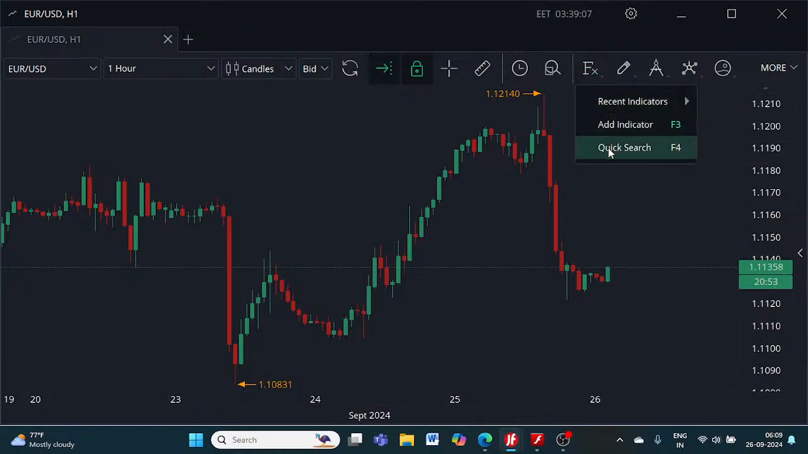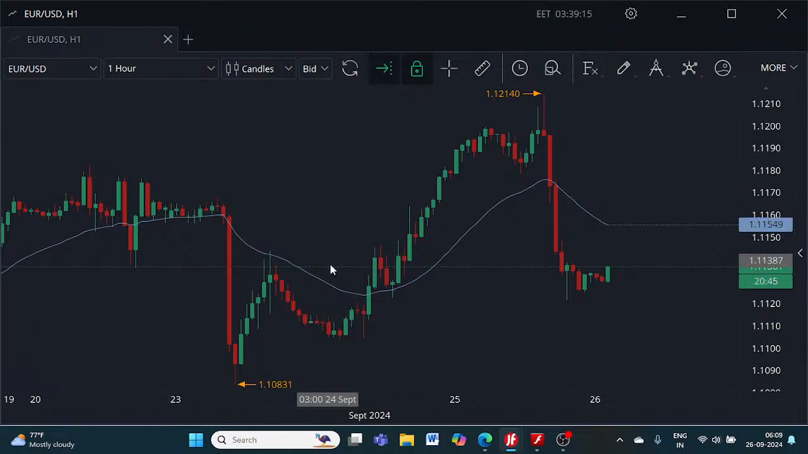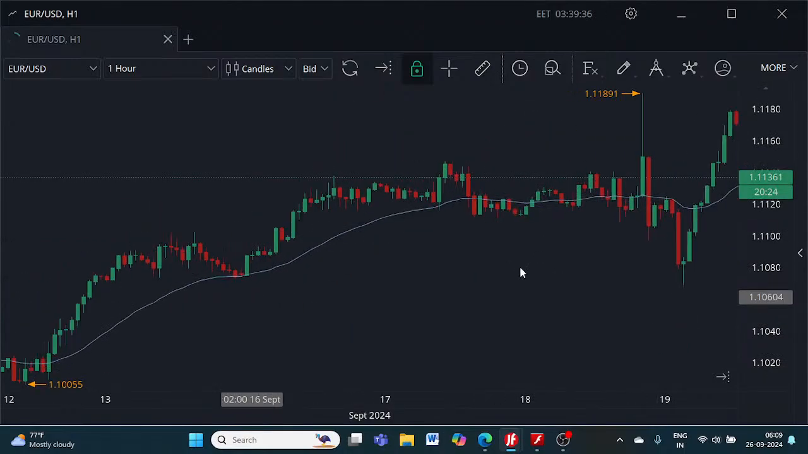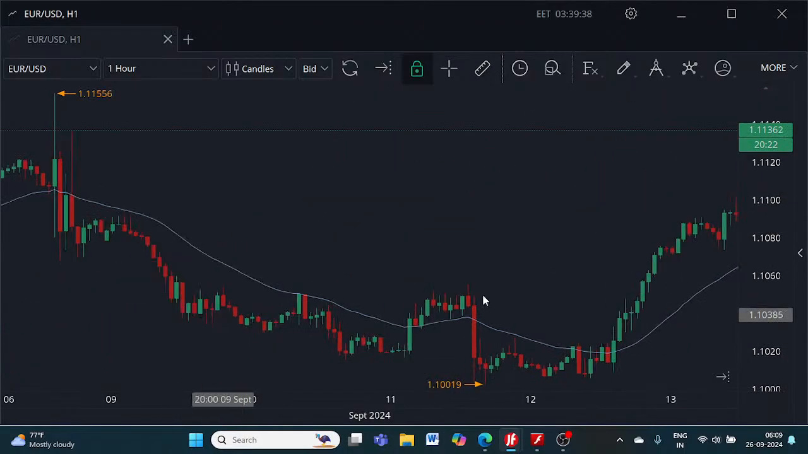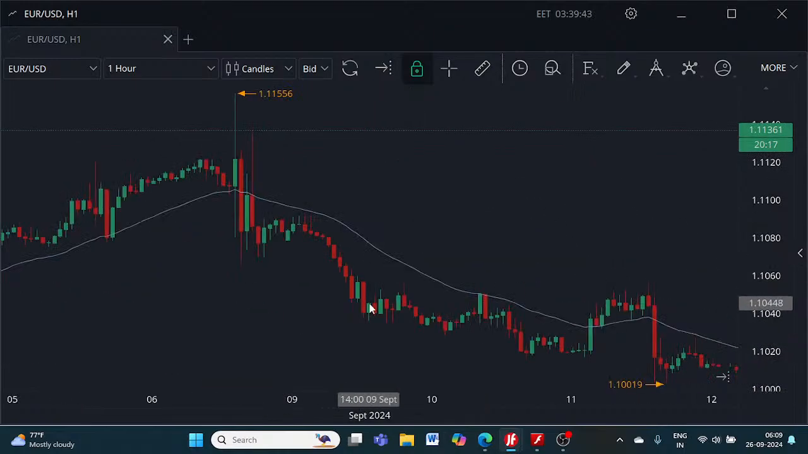You can add it simply by doing a quick search. If you type in EMA, there you get it, exponential moving average. There is an EMA line with the calculation period of 30. That means the last 30 candles are being taken into consideration for the calculation of that particular candle period's EMA. In it, you can see that it responds quite sharply to any big price change. So that is what makes it interesting.